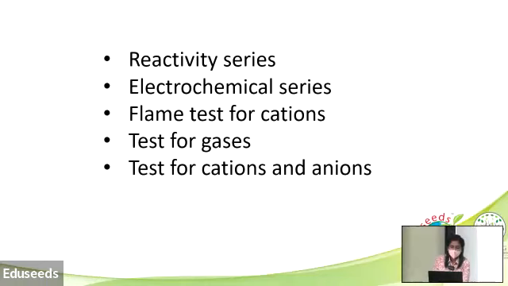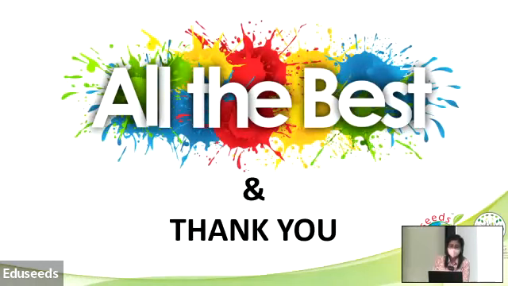Next one, flame test for cations only. Then test for gases, test for cations and anions. For paper 6, the flame test for cations, test for gases, and test for cations and anions are provided. But for paper 3, paper 4, papers 1 and 2, they're not there. So you need to know them. Can? Okay. That's all. Thank you.